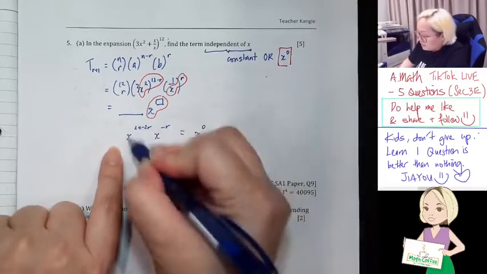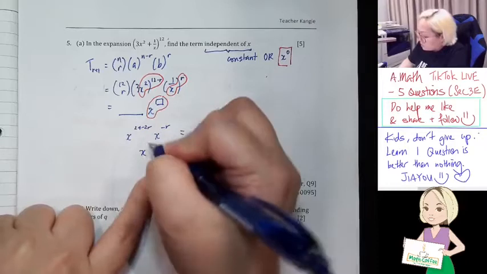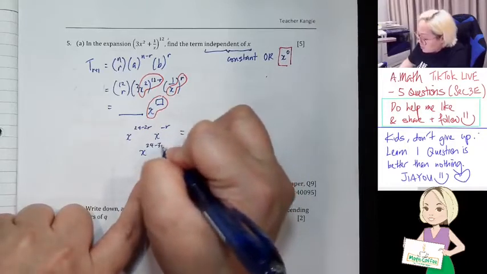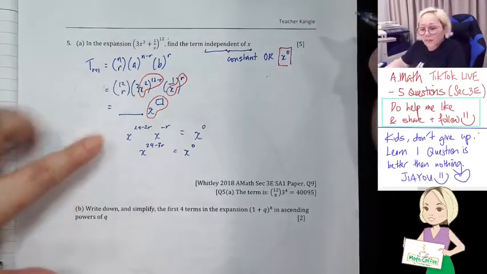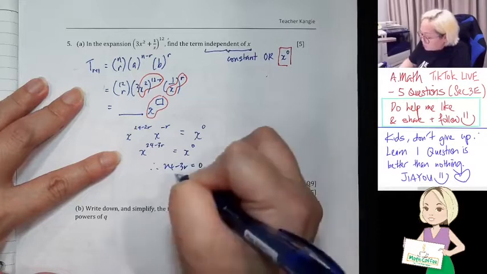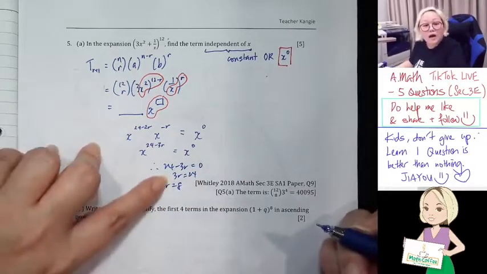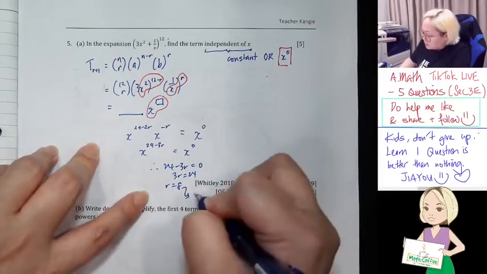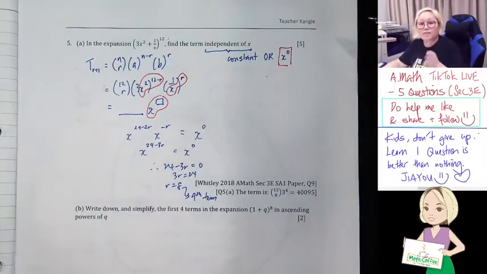Then let's simplify further here. Same base, multiply, you add the power. So it's x to the power of 24 minus 3r, equals x to the power of 0. With this, I know that 24 minus 3r equals 0. So 3r equals 24, and my r equals 8. So r equals 8 tells me that I'm interested in my 9th term.